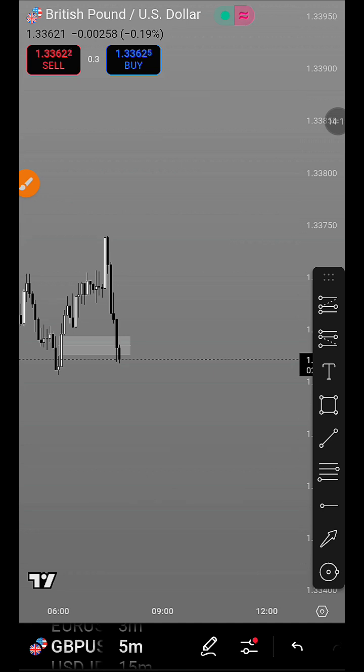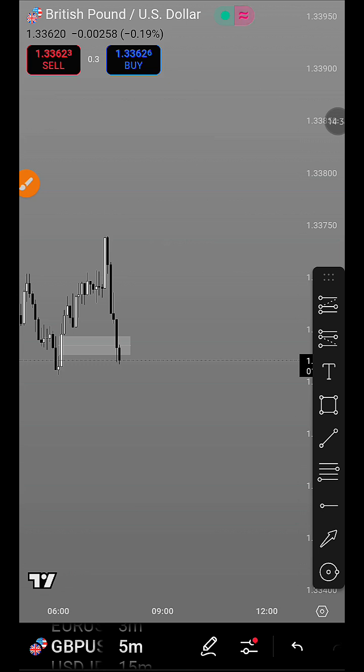Let's check this swing at 5:10. Where's the swing at 5:10 here? 5:10. Okay, so as you can see, price traded into that bullish FVG, right?